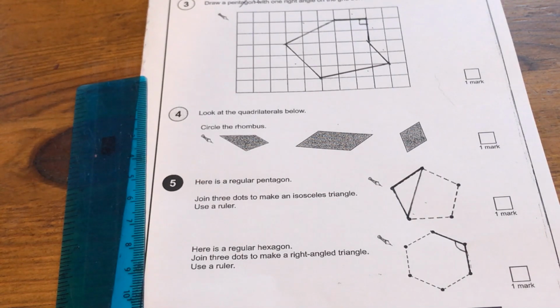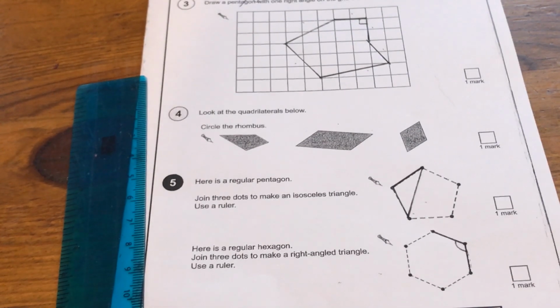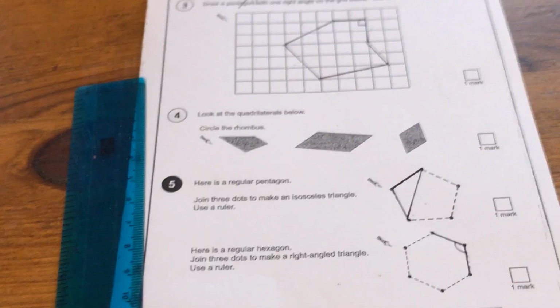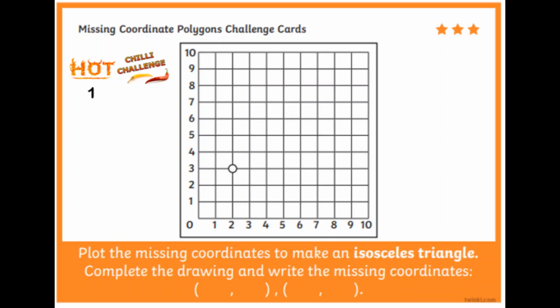I'm going to go through with you now your hot chili challenge for this week, a game and an app. There are 4 parts to this challenge, 4 coordinate challenges for you to have a look at. So what you have to work out is what the missing coordinates are to make the shape. It says plot the missing coordinates to make an isosceles triangle, complete the drawing and write the missing coordinates. Now, obviously you can't write it on the screen, so you'll have to write it down and send it to me in an email.